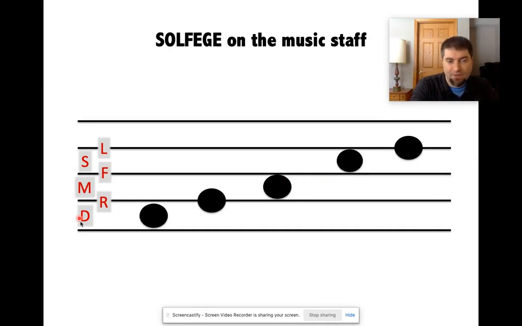So these letters are not always going to be there. If you got a piece of music, they would not be there telling you this is do and this is re and this is mi. But as we practice this, we are going to start with that, and then we'll try to take a little bit away so that you can practice without them as well.